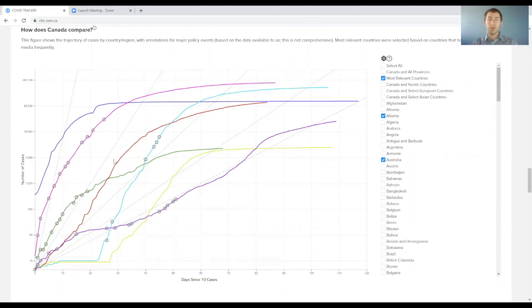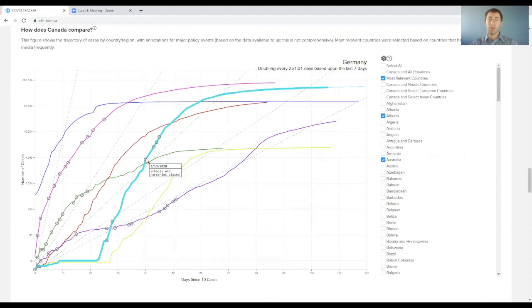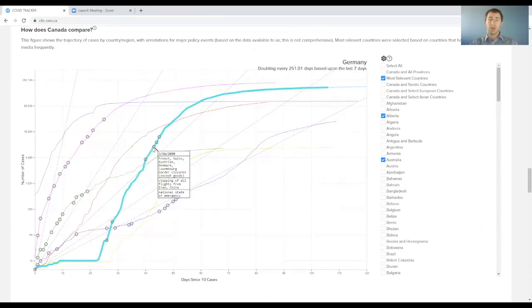Additionally, we have implemented policy data for select countries. So by mousing over any of these circles, you can see exactly when specific countries made specific interventions in order to try to reduce the spread of the disease. Because many of these countries are ahead of us on their curves, we can look at this data and try to figure out what policies seem to make the most sense and try to replicate that here in Alberta.